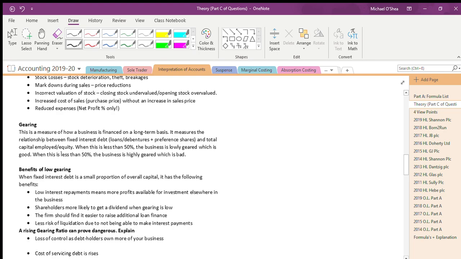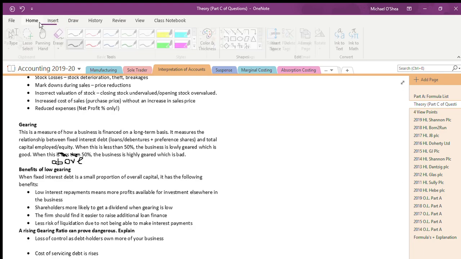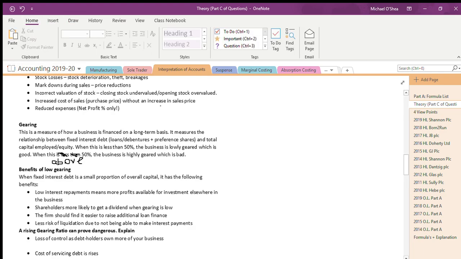When this is above, or more than 50%, the business is highly geared, which is bad. The benefits of low gearing. So why would we care if a business is lowly geared or not?